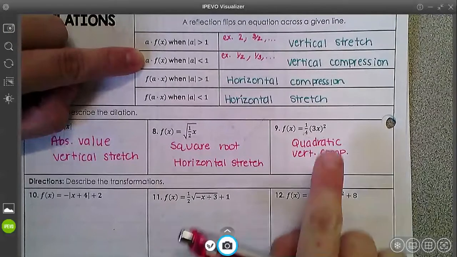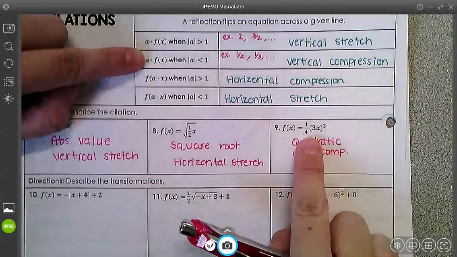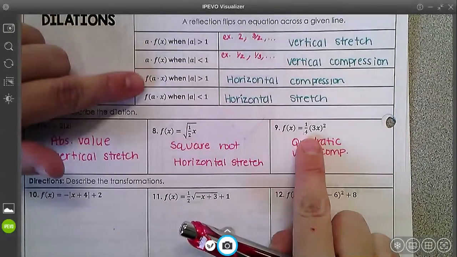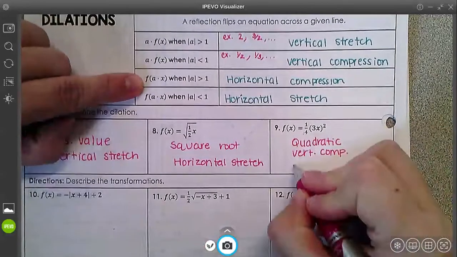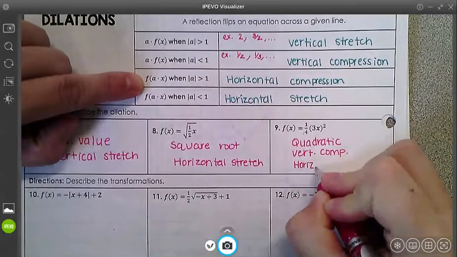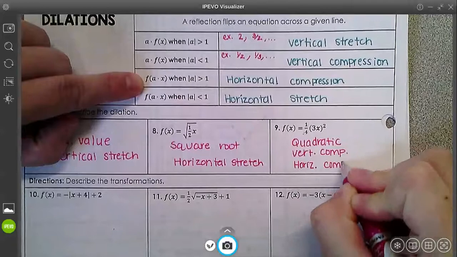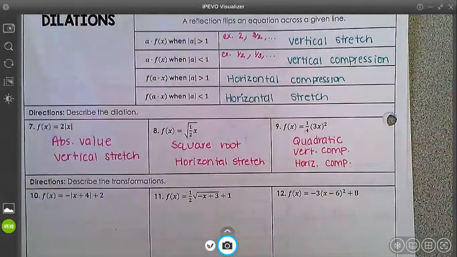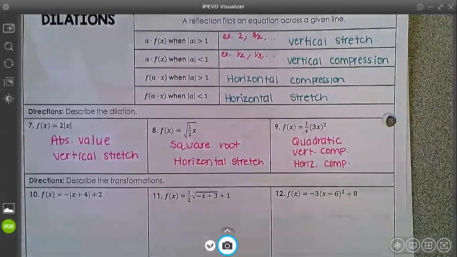And it also had a number on the inside that was greater than 1, which is a horizontal compression. So it got compressed, squished down, and squished in the sides.